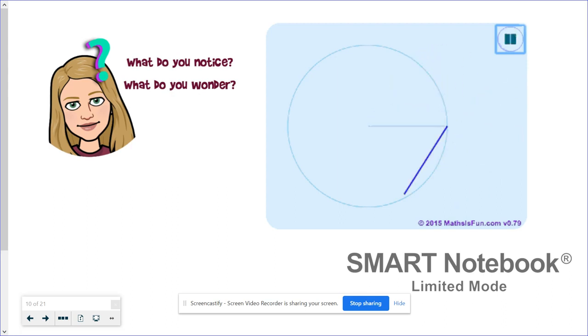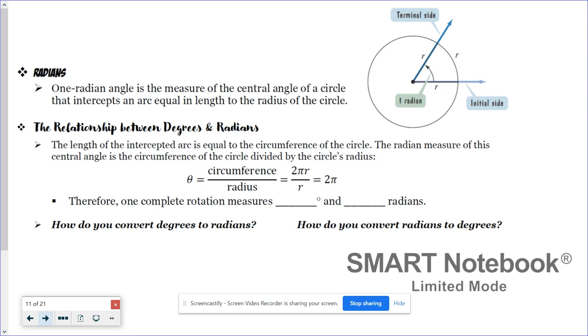So when the radius of a circle and the arc length that it's creating are the same, that is where we get that radian from. And if you go around the entire circle, it'd be 2 pi radians. That is what the circumference of a circle is. So a 1 radian angle is the measure of the central angle of a circle that intercepts an arc equal in length to the radius of the circle.